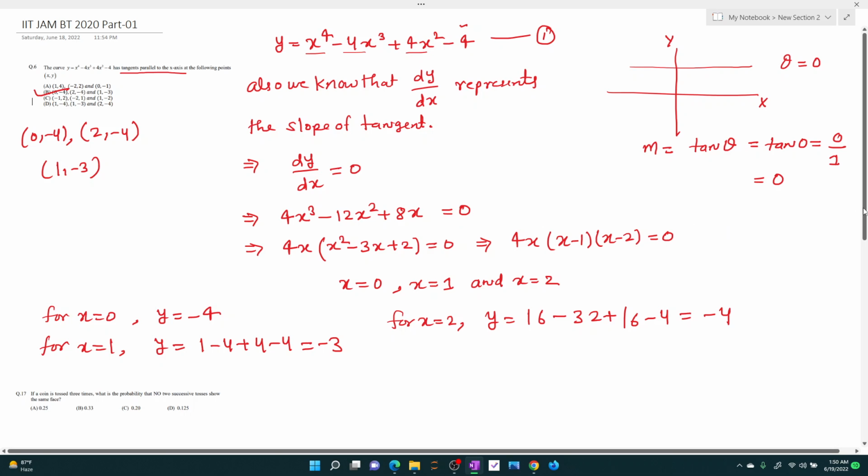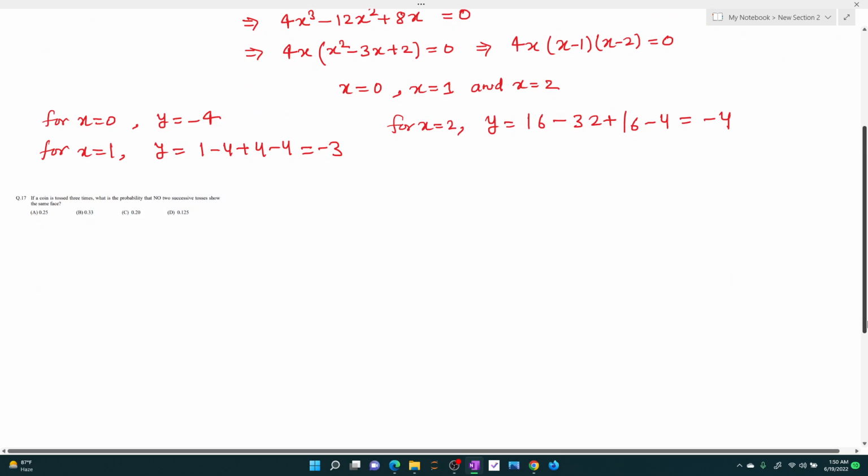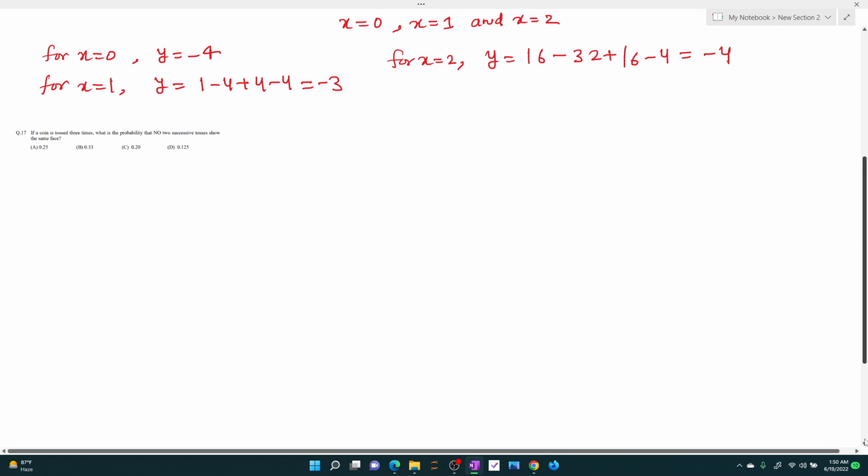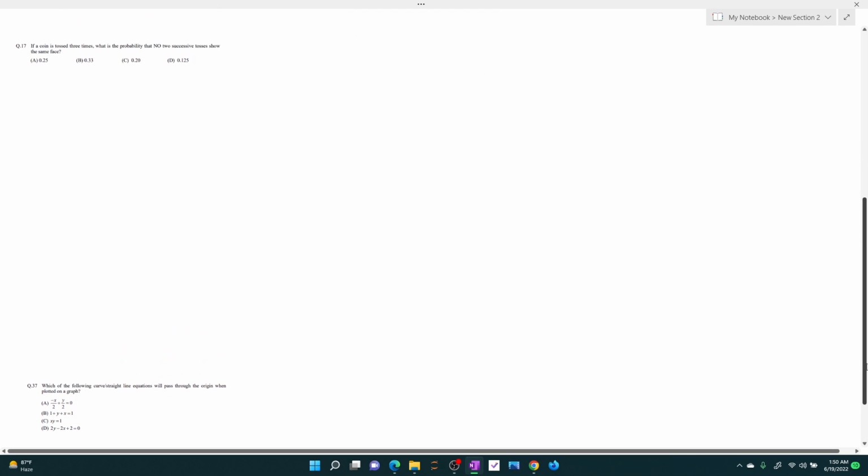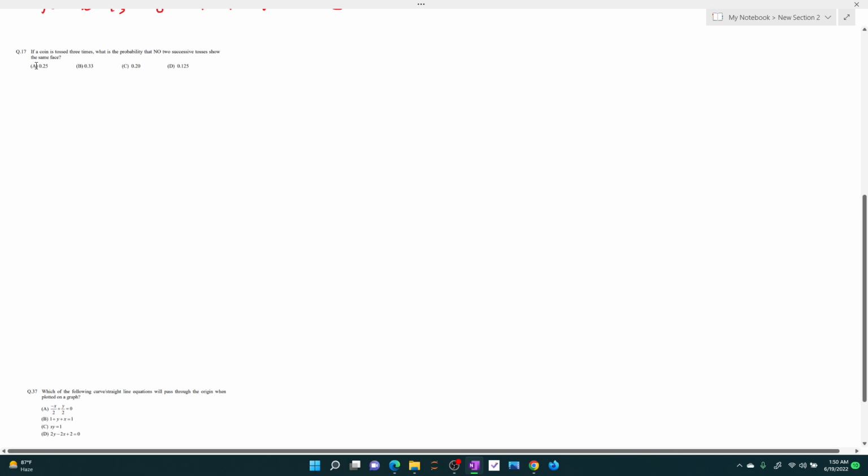Okay, so let's move to question number two, and this is related to probability. If a coin is tossed three times, what is the probability that no two successive tosses show the same face? First of all, when we toss three coins, the total possibilities will be 2 power 3, that is 8. So these are the total possibilities.